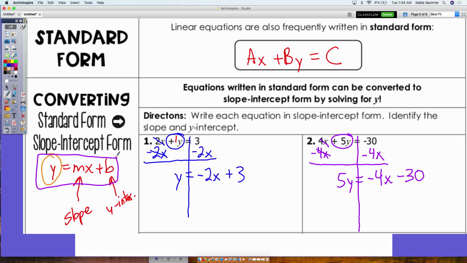It has a 5 in front of it, and they are connected with multiplication. So the only way we can undo that multiplication is to divide. And if I divide on that left side, I have to divide everything on the right side. And you'll see that I'm dividing each individual thing by 5. So my y is now by itself. My new slope is negative 4 over 5. I'm just going to put the x out to the right. And then my y-intercept is going to be negative 30 divided by 5, which is negative 6.